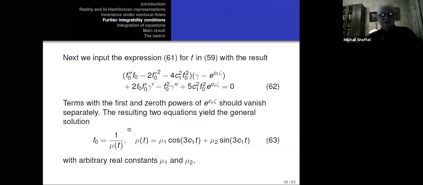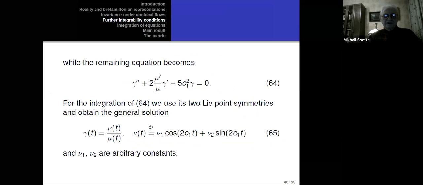And the resulting two equations yield the general solution that F0 is 1 over mu of t, where mu of t is a harmonic oscillation with frequency 3 times C1, and mu1, mu2 are arbitrary real constants. And the one remaining equation is this one, the equation for gamma.